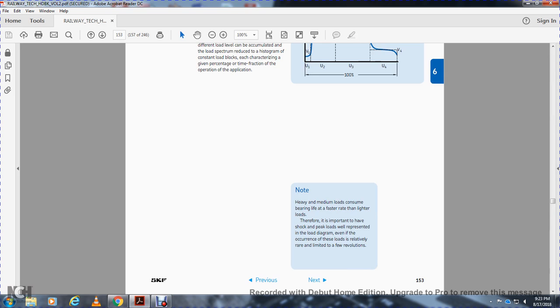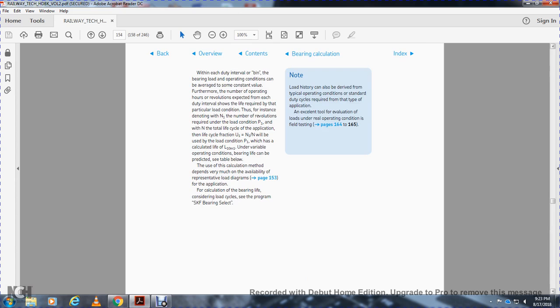Heavy to medium loads consume bearing life at a faster rate than lighter loads. However, the importance of shock and peak loads must be represented in the load diagram, even if the occurrence of such loads is limited to a few revolutions.